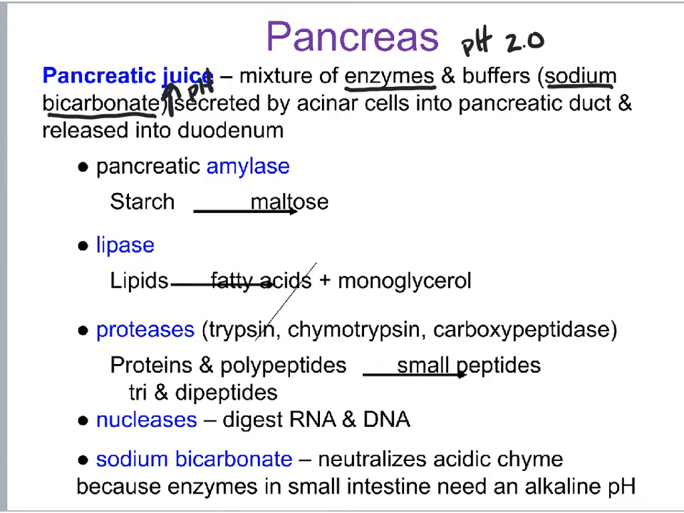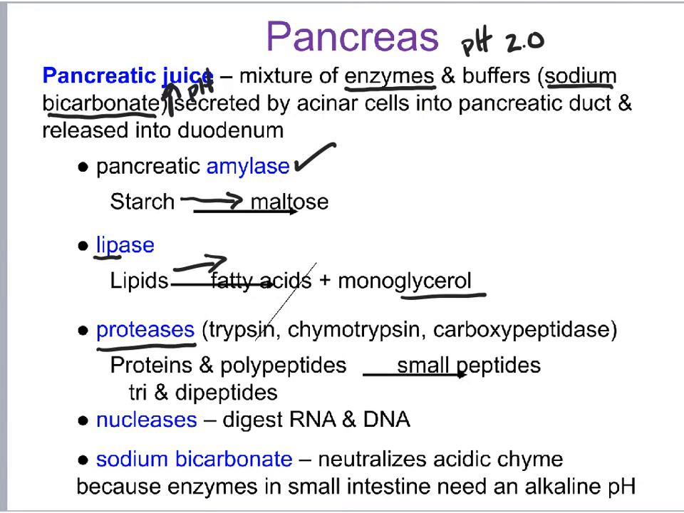Pancreatic juice is made up of, like I mentioned earlier, enzymes. So there's one called pancreatic amylase that breaks down starch into a smaller sugar called maltose. The lipase that it secretes, you probably can guess what lipase does. It breaks down lipids into fatty acids and glycerol.